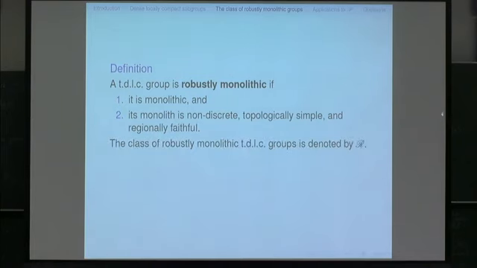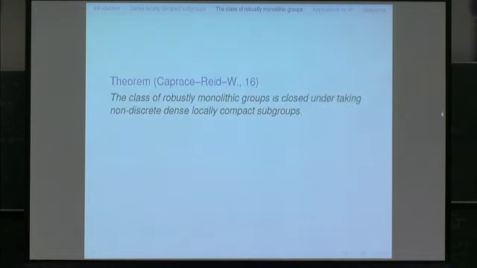So we denote it by R. And a trivial observation is all the groups in S are robustly monolithic. Well, they are their own monolith, and we just said regionally faithful is a weak form of compact generation, so it's in particular compactly generated. So compact generation is enough to give you regionally faithful for simple groups. So what's our theorem? The big theorem that we're able to prove, or well, one of them, is that the class of robustly monolithic groups is closed under taking non-discrete dense locally compact subgroups. So it means if I have a group in this class and I find a dense locally compact subgroup, it also lives in there.